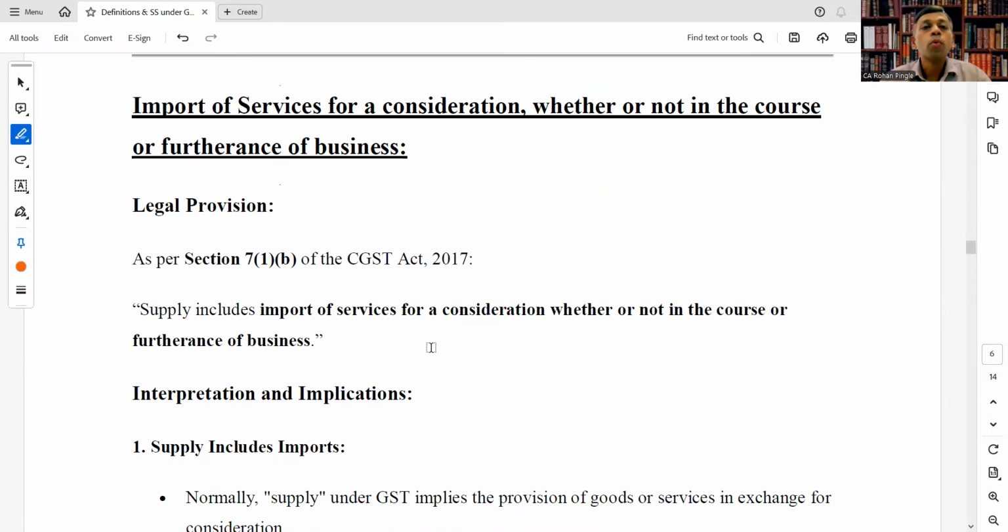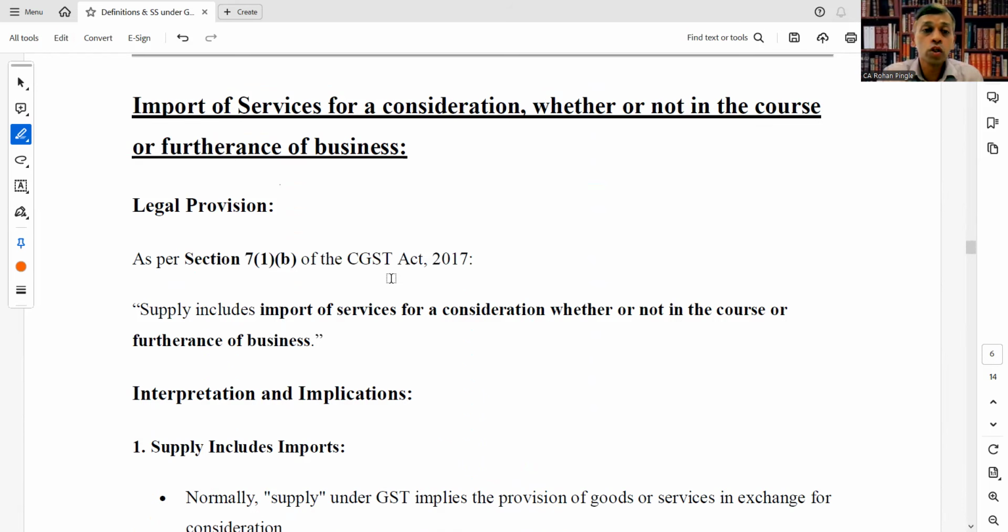So moving to the next, import of services for a consideration, whether or not in the course or furtherance of the business. We are now coming to the point where we are covering import of services for consideration, whether or not in the course of the furtherance of the business. It means personal import is also covered under GST.